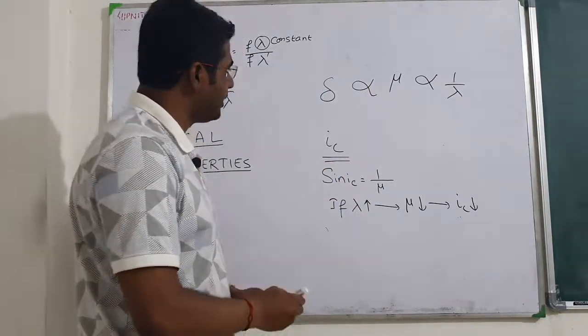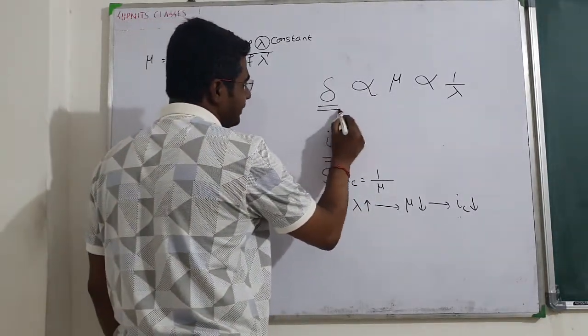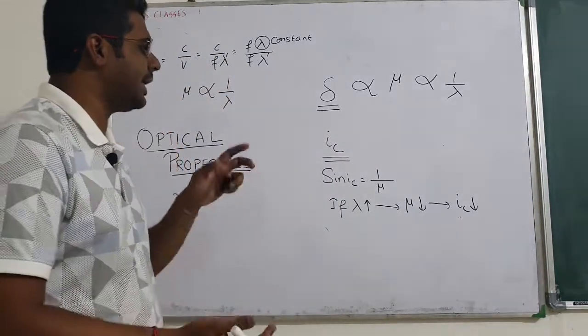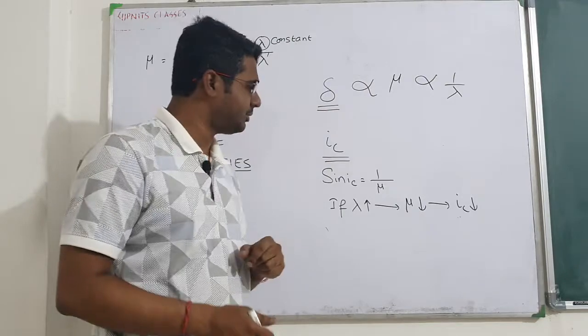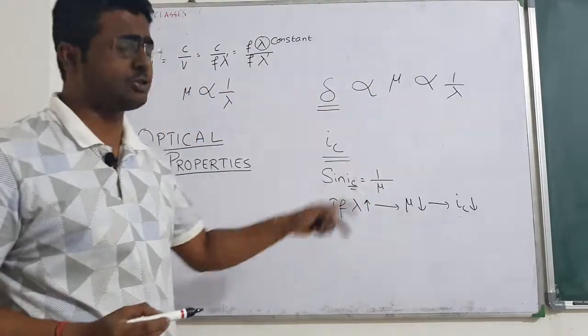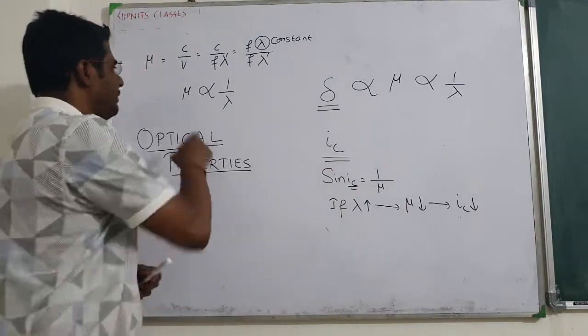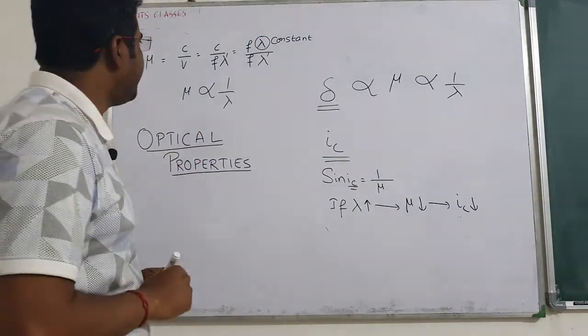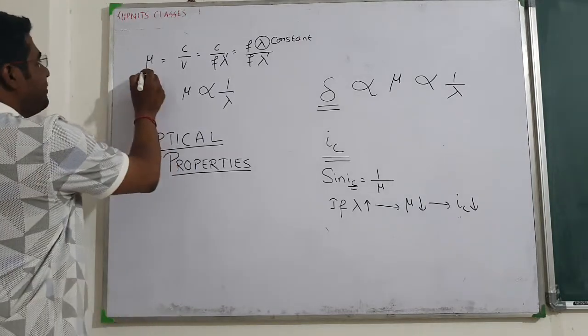Normally deviation is asked, whether it is a prism or a glass slab, and critical angle is also asked. So we have taken these two properties, and obviously refractive index is also asked. So we will start with our first principle, which is very important in this case. What is mu?